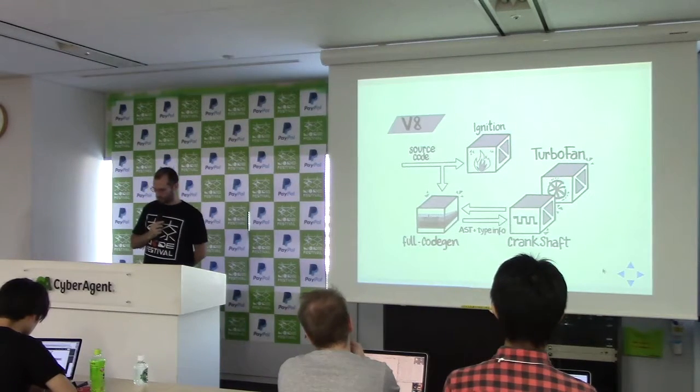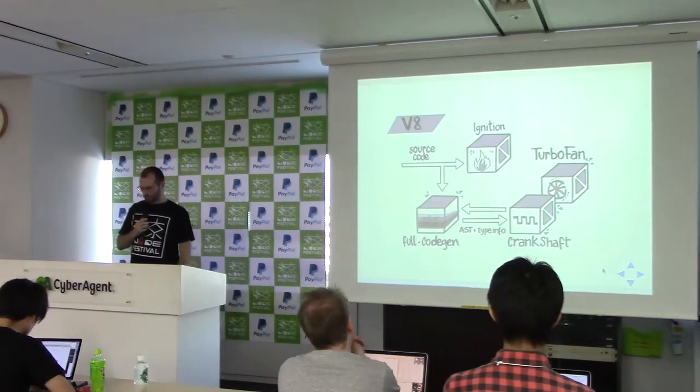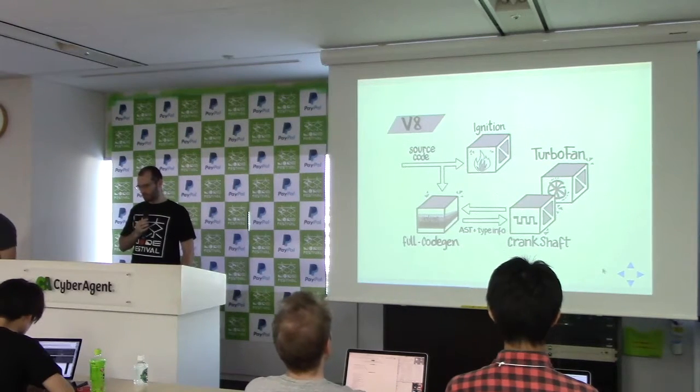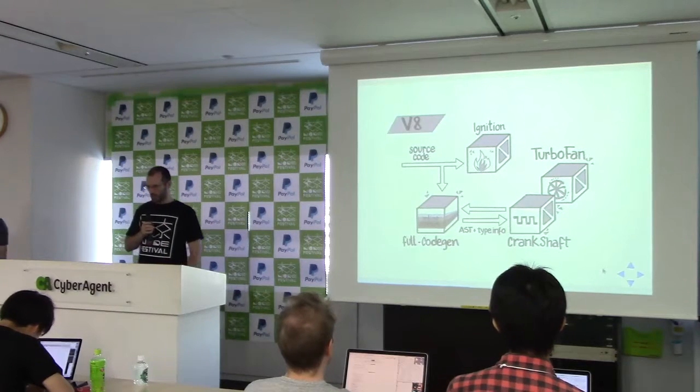Let's switch to V8, the engine for Node, Chrome, and Chromium. It has recently switched to a 4-tiered architecture.